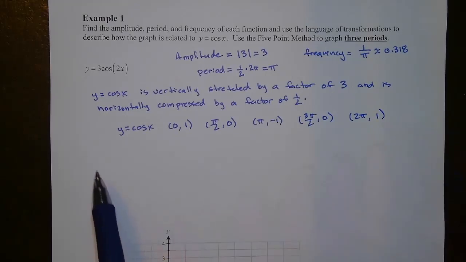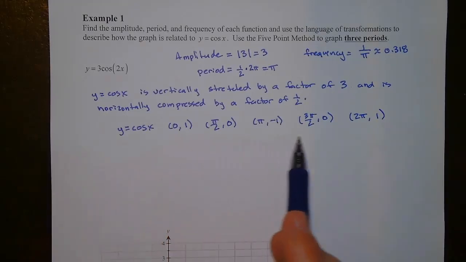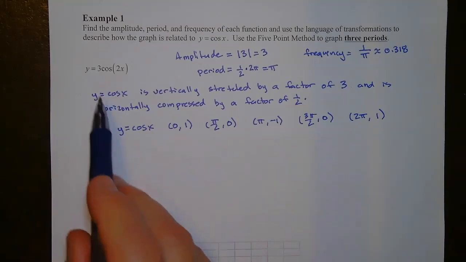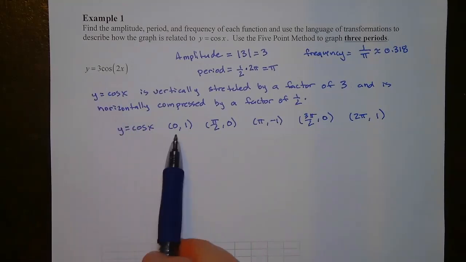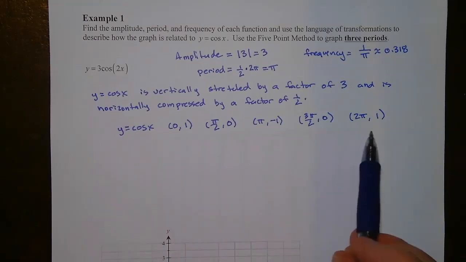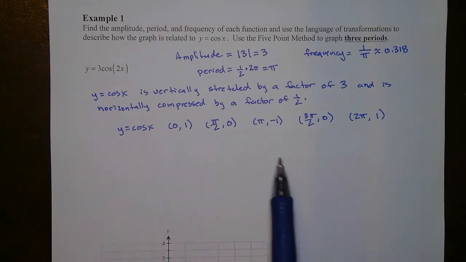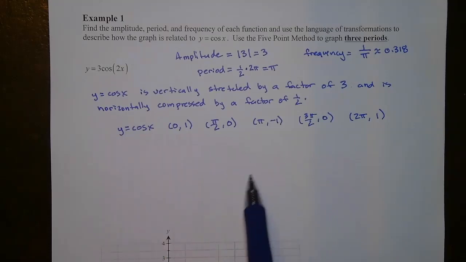Now, what we're going to do is manipulate these 5 points. What are we going to do? We're going to triple all the y's. So every y you see here, we're going to multiply by 3. And then what we're going to do to the x's is we're going to half them.